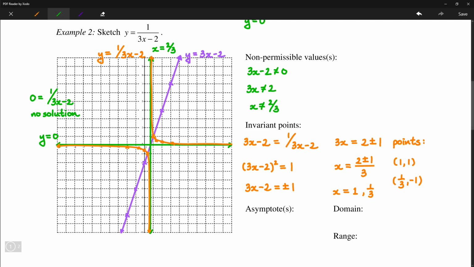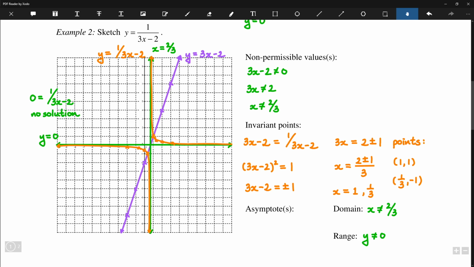Alright, and the domain and range, of course, corresponds to the asymptote that we saw earlier, so x cannot be equal to 2/3, and y cannot be equal to 0. Alright, so that's example number 2.